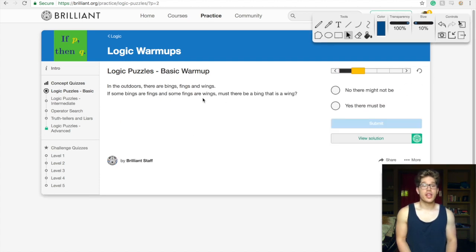What do we have here? In the outdoors, there are beings, things, and wings. If some beings are things, and some things are wings, must there be a being that is a wing?